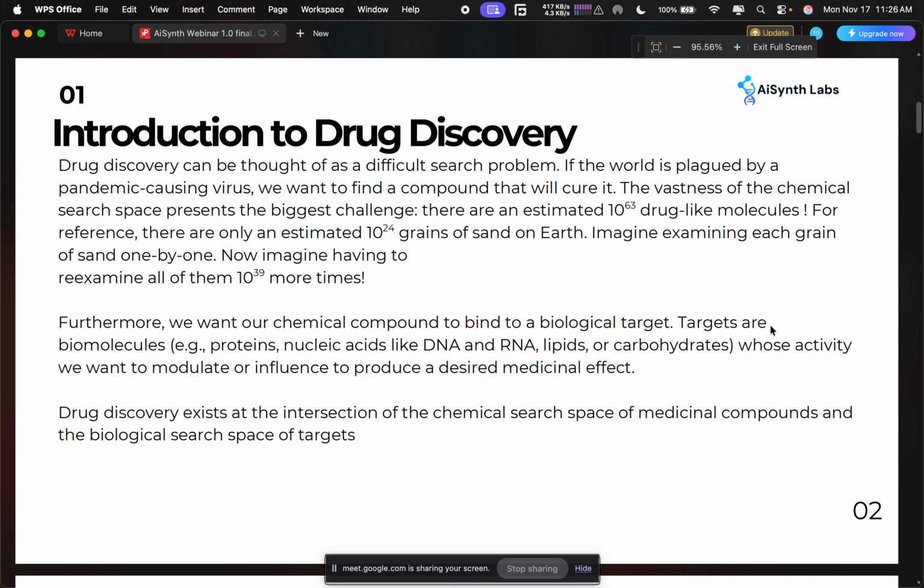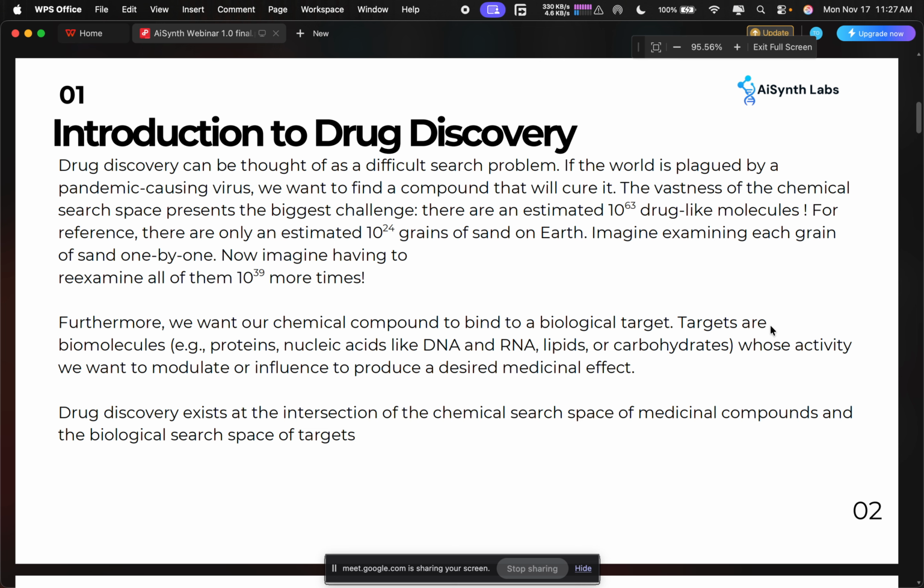We want it to either stimulate something, activate something, or inhibit something. Either we want a particular process to be activated, or we want to inhibit a particular process by binding to a biological target. And we have different targets such as proteins, nucleic acids like DNA and RNA, lipids, or carbohydrates. Those are the activities we want to modulate. So we want to bind to them to modulate them, either to activate or inhibit, to produce a particular medicinal effect or a physiological effect.